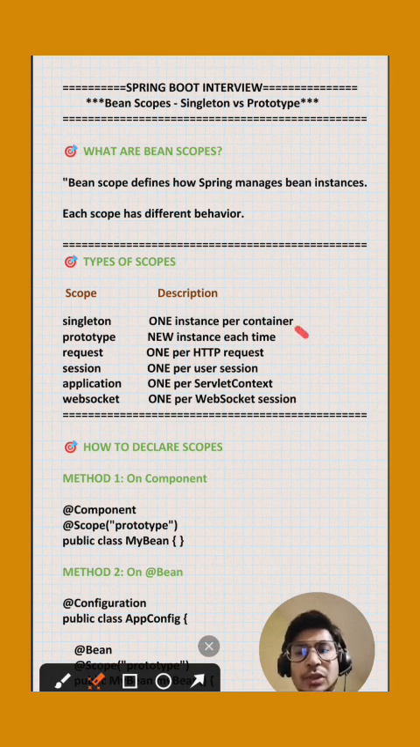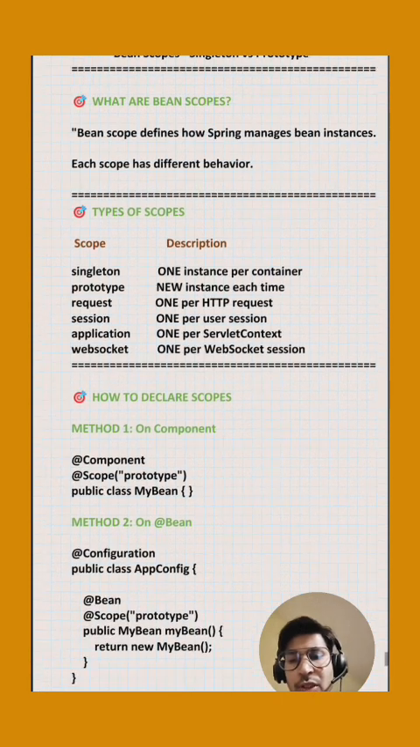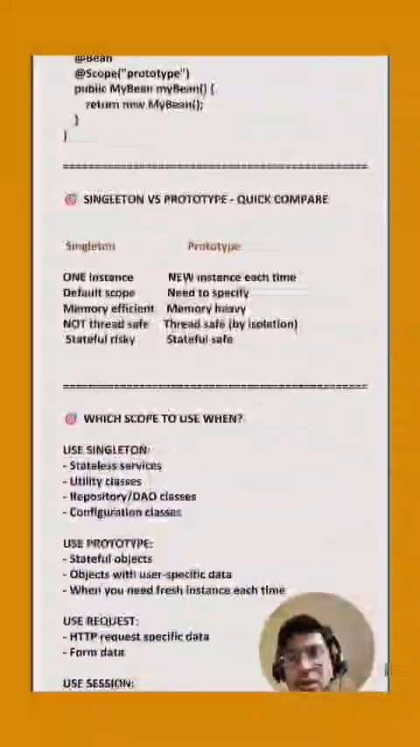For prototype, a new instance will be created each and every time with a new request. Request scope is one per HTTP request, session is one per user session, application is one per servlet context, and WebSocket is one per WebSocket session. So how can we declare them? We can declare the bean using @Component, and we can define @Scope("prototype"), and on a configuration class at the @Bean we can also apply the @Scope annotation.